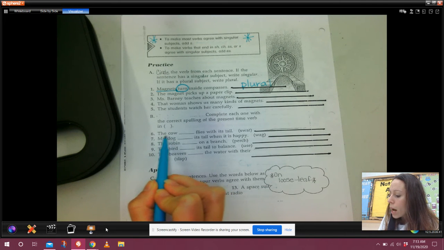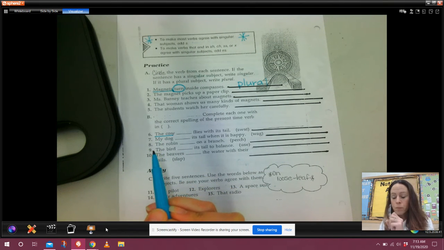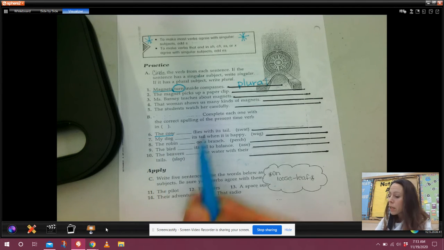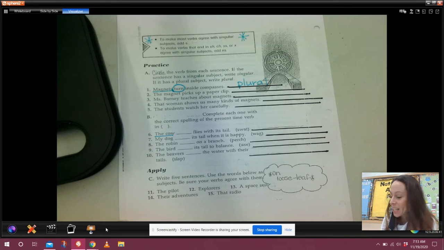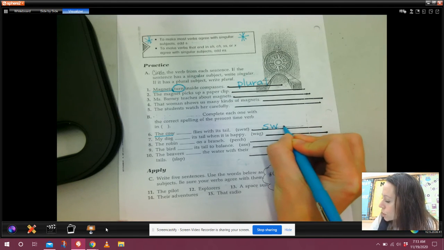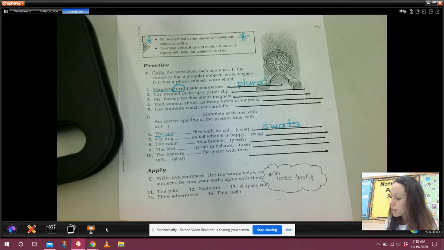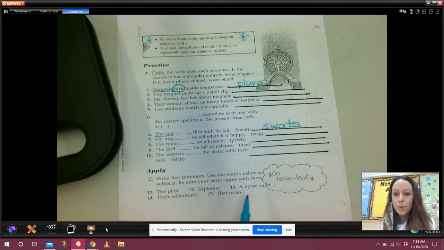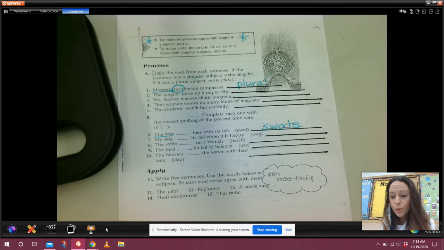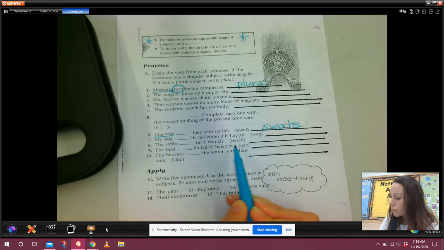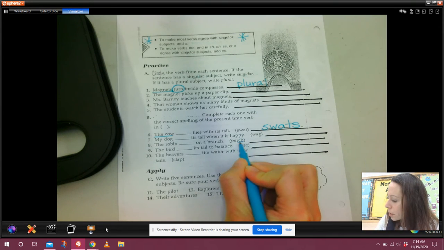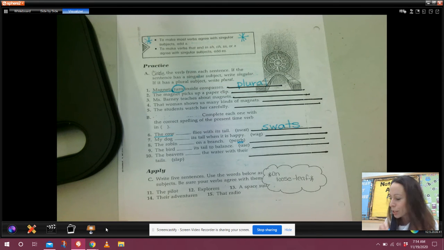We only have one of our subject. We have one cow. And if we think back, to make most verbs agree with our singular subject, we have to add an S. So that means we have to turn our swat into swats. The cow swats flies with its tail. You're going to do the same thing for 7, 8, 9, and 10. You're going to use the verbs wag, perch, and I'm going to double underline that ending. I hope you catch why. Use and slap. Those are the verbs you're going to use.